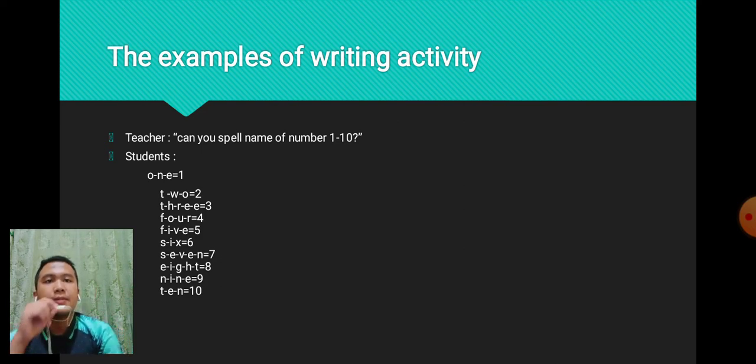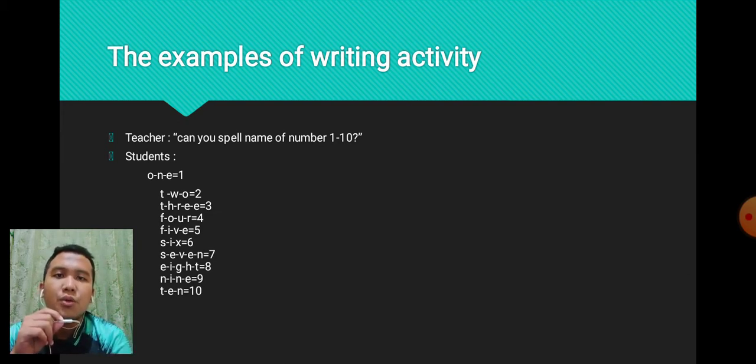Next, the example of a writing activity. Look at the PowerPoint. There are two persons, and like before, there are a teacher and students. The teacher asks the students, can you spell the names of the numbers 1 to 10? And then the students answer with the spelling of the numbers 1 to 10, like this one in the PowerPoint.